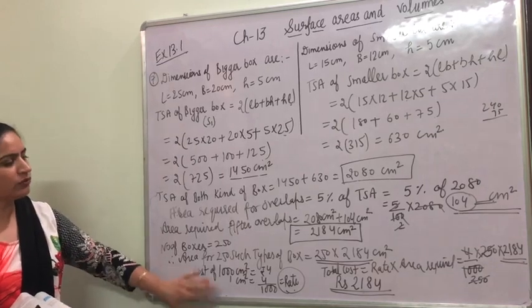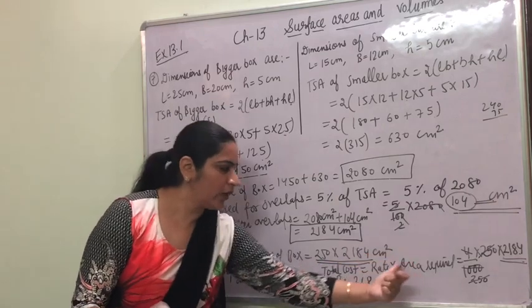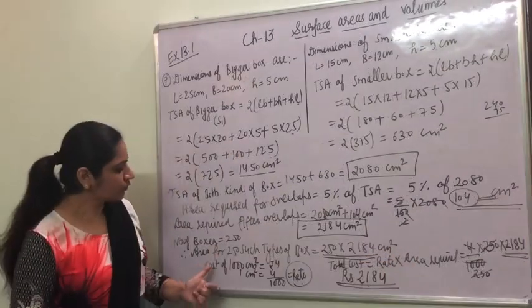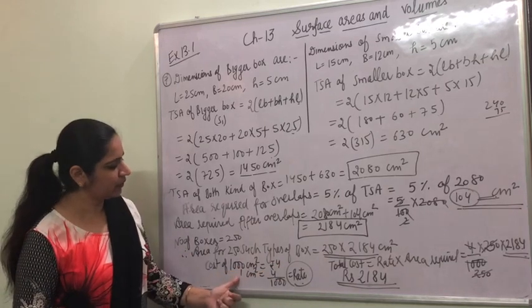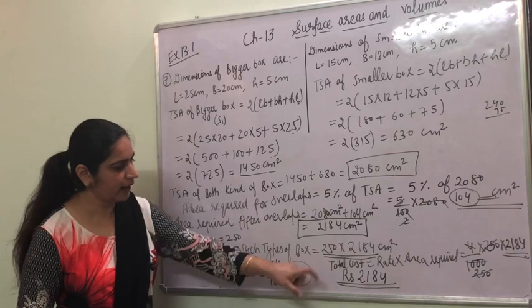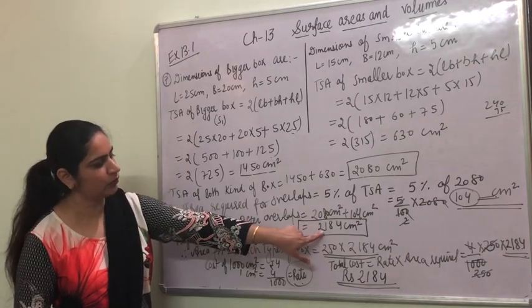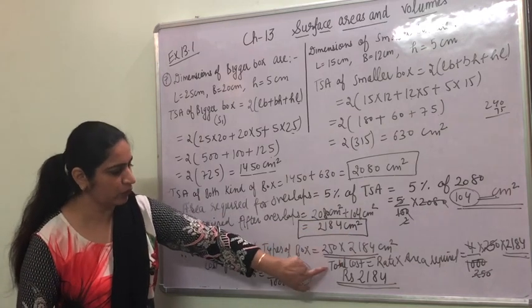So for the cost we have to multiply rate into area required. Rate is cost of 1000 centimeter square is given as rupees 4. For 1 centimeter square it will be 4 by 1000. This is the rate and the area required is 2184. Now we are finding the total cost.